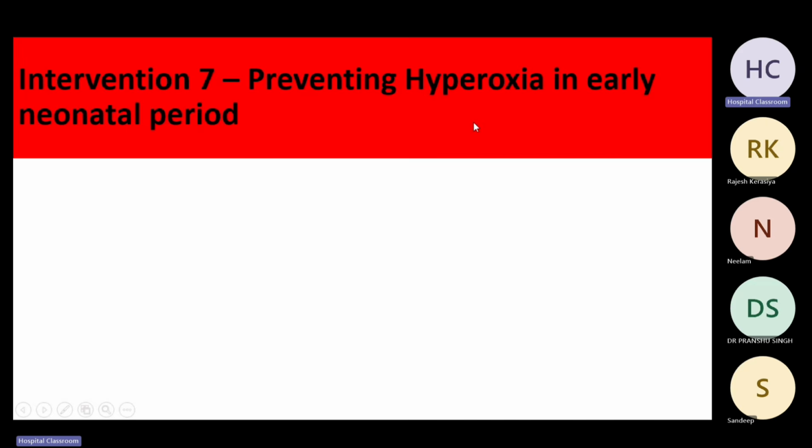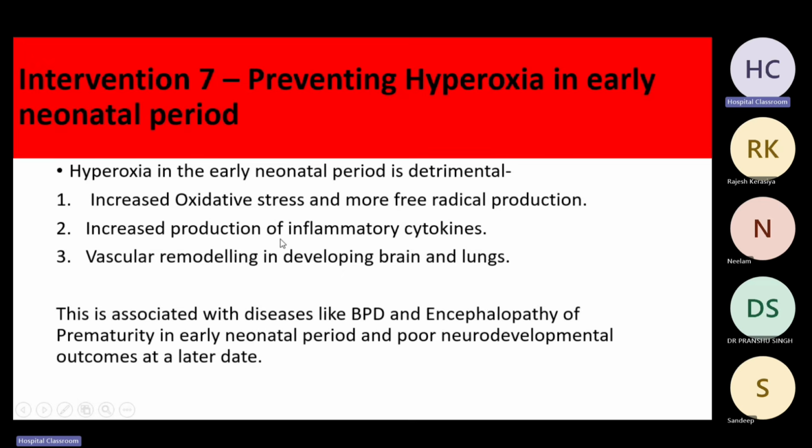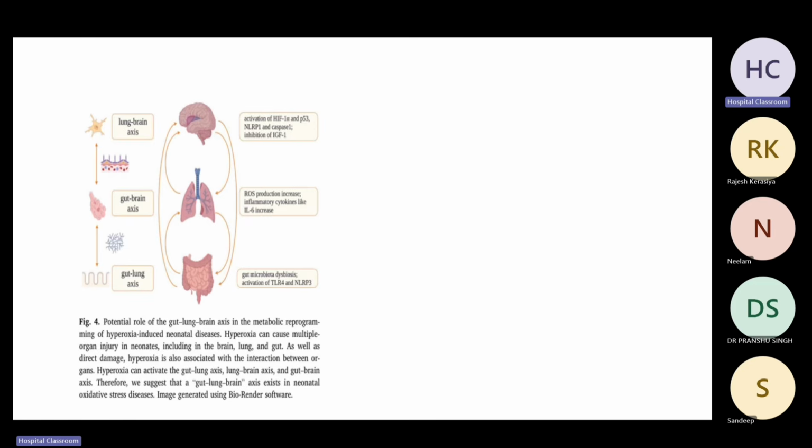Then coming to the seventh intervention, that is preventing hyperoxia in the neonatal period. Now again, this is very important. All pediatric residents, all of us as pediatricians and neonatologists, tend to miss this out. Okay, so preventing hyperoxia in the early neonatal period. What happens is, if there is hyperoxia in the early neonatal period, there is increased oxidative stress, more free radical production, increased inflammatory cytokines, and vascular remodeling. All this is associated with more of inflammatory diseases like BPD, that is bronchopulmonary dysplasia, and also encephalopathy of prematurity in the neonatal period, and it will lead to poor long-term neurological outcomes.